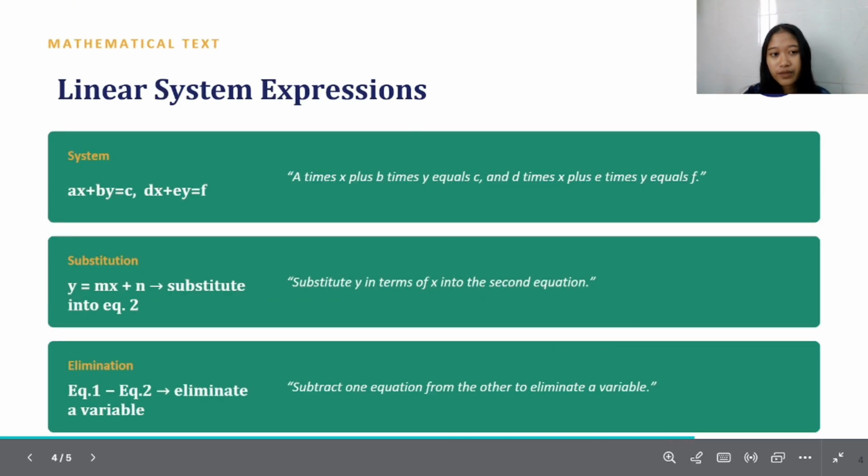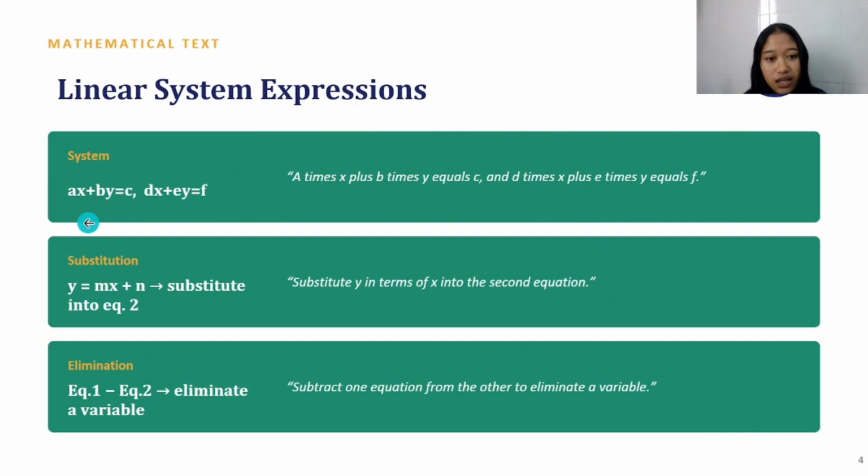Okay, next, linear system expressions. Now let's learn how to read some common mathematical expressions used in a linear equation system. The first expression is the system itself. a times x plus b times y equals c, and d times x plus e times y equals f. This represents two linear equations with the same variables x and y. Our goal is to find the values of x and y that satisfy both equations at the same time.